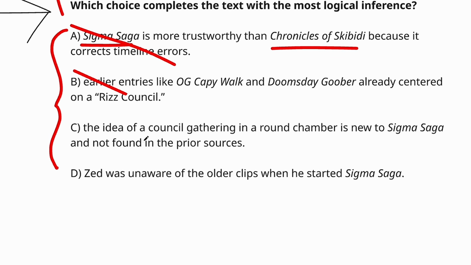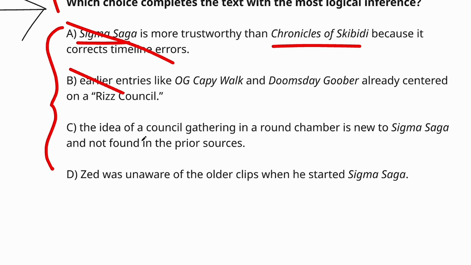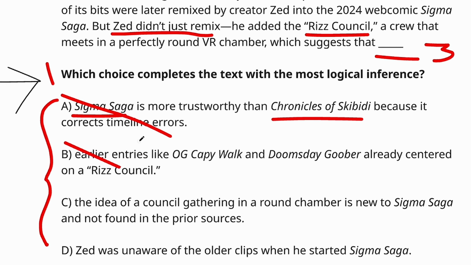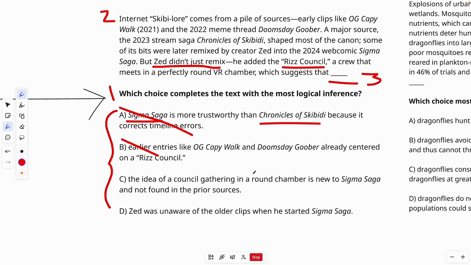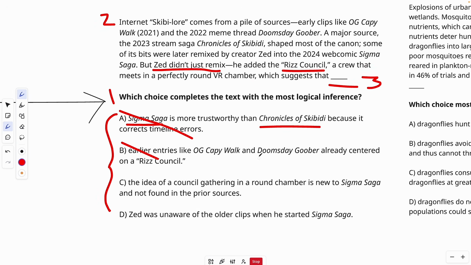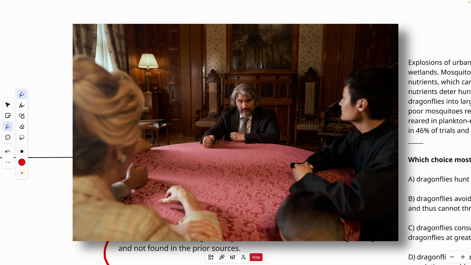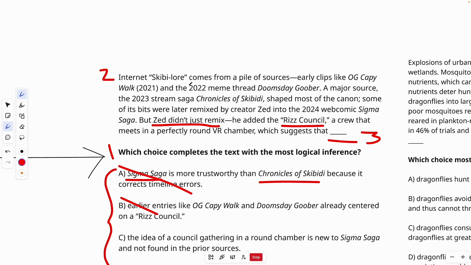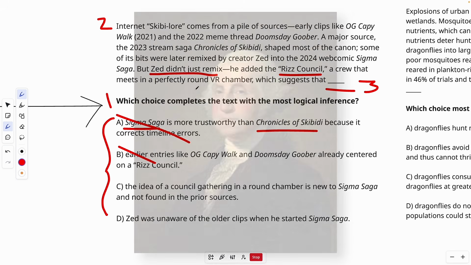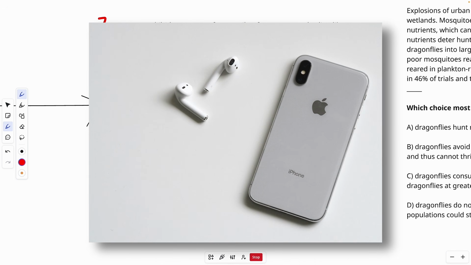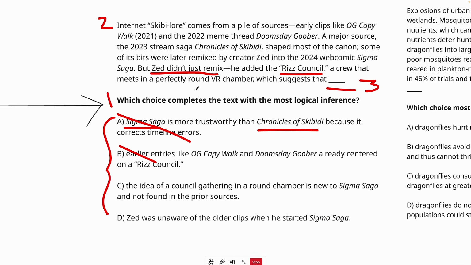C. The idea of a council gathering in a round chamber is new to Sigma Saga and not found in the prior sources. Here's the thing, you could say that that's not fully said in the passage, but it literally has to be true. Because if Zed added the Riz Council, it could not have been in any of the other stuff. It's like if you asked, could George Washington have known about the iPhone? He could not have, because it did not exist when George Washington was alive. And for that reason, this logically makes sense based off of what is said.